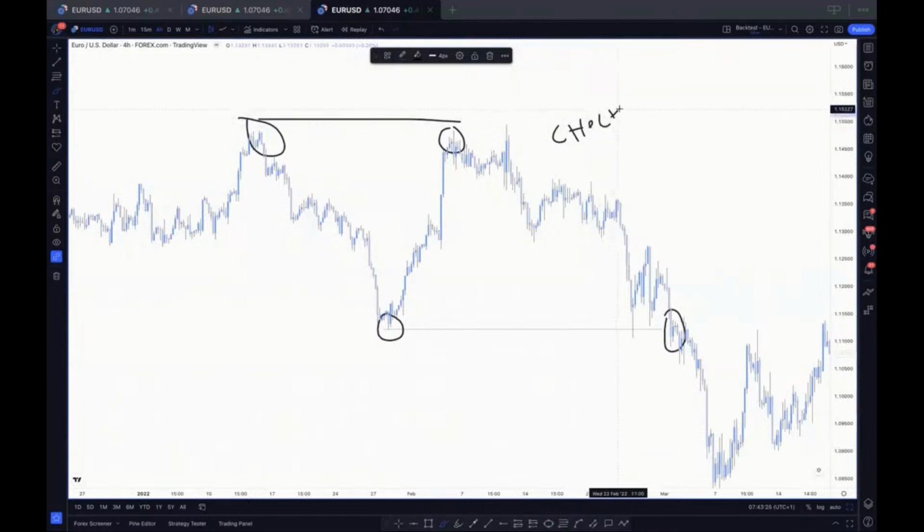So that means change of character. So you have something like this, and then your BOS is break of structure, right? You always see something like this. So that's break of structure. Anyways, pardon my writing, right? But that's just that.